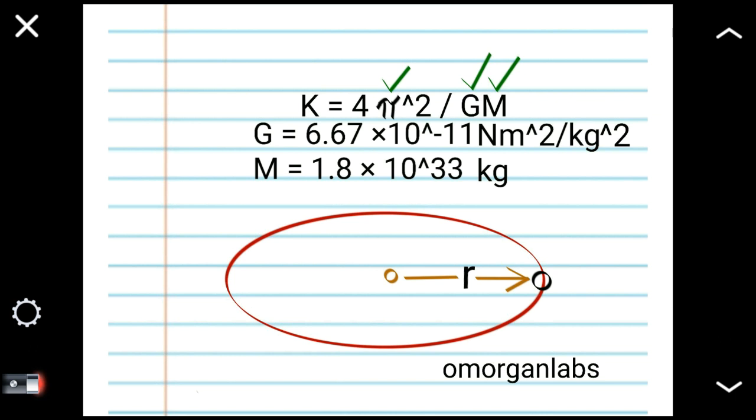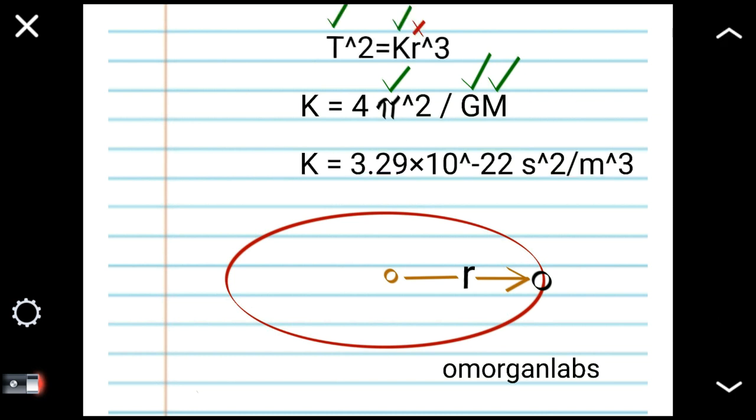The units are important. Working out units helps you check yourself. Because sometimes you may be tired or going through the problem real quickly, and if your units don't work out, something's wrong. You didn't convert something, you didn't do an algebra step correctly. The M is 1.8 times 10 to the 33rd kilograms. We plug everything in and we get K is 3.29 times 10 to the minus 22nd seconds squared per meter cubed.